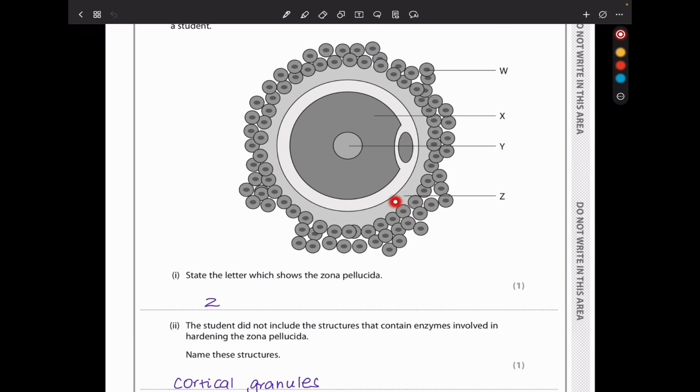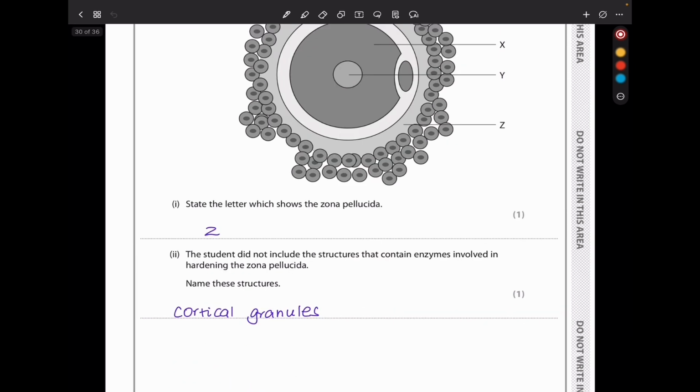The zona pellucida is this one here. And then they say the student did not include the structure that contained enzymes involved in the hardening of the zona pellucida. Name these structures. The structures are called cortical granules.